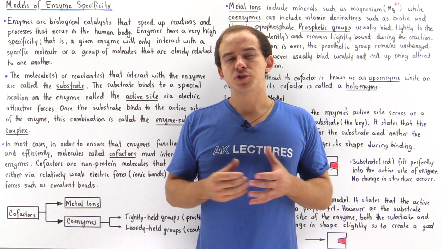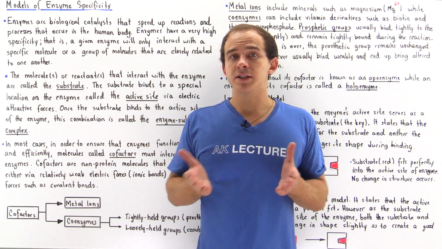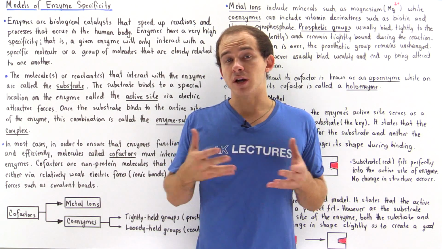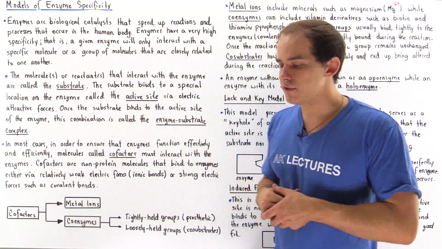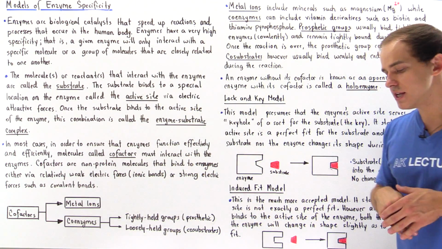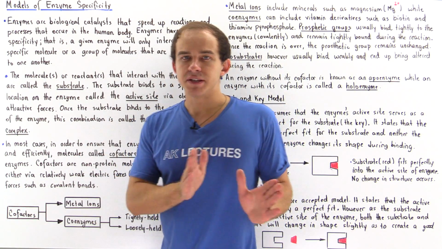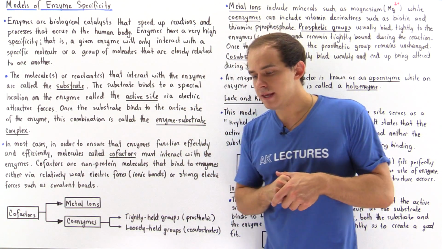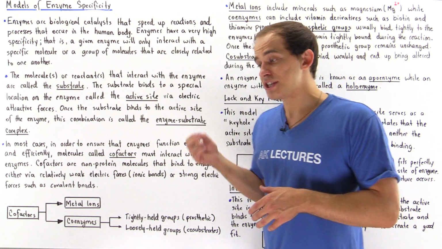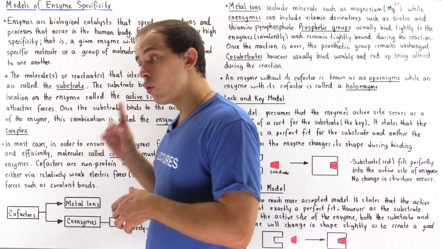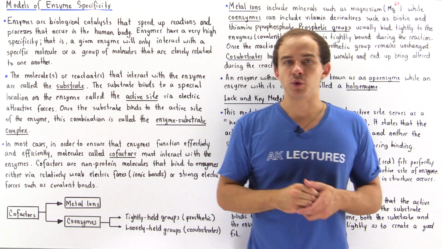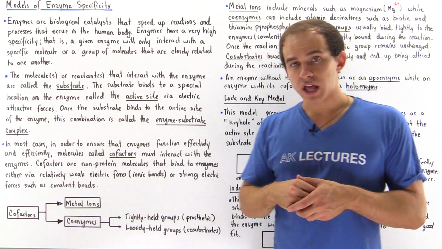Enzymes are biological catalysts which basically act to speed up the reactions and processes that take place within living organisms, for example, within the human body. Now, enzymes have a very high specificity, and what that basically means is enzymes react with a specific type of molecule or with a group of molecules that are closely related.